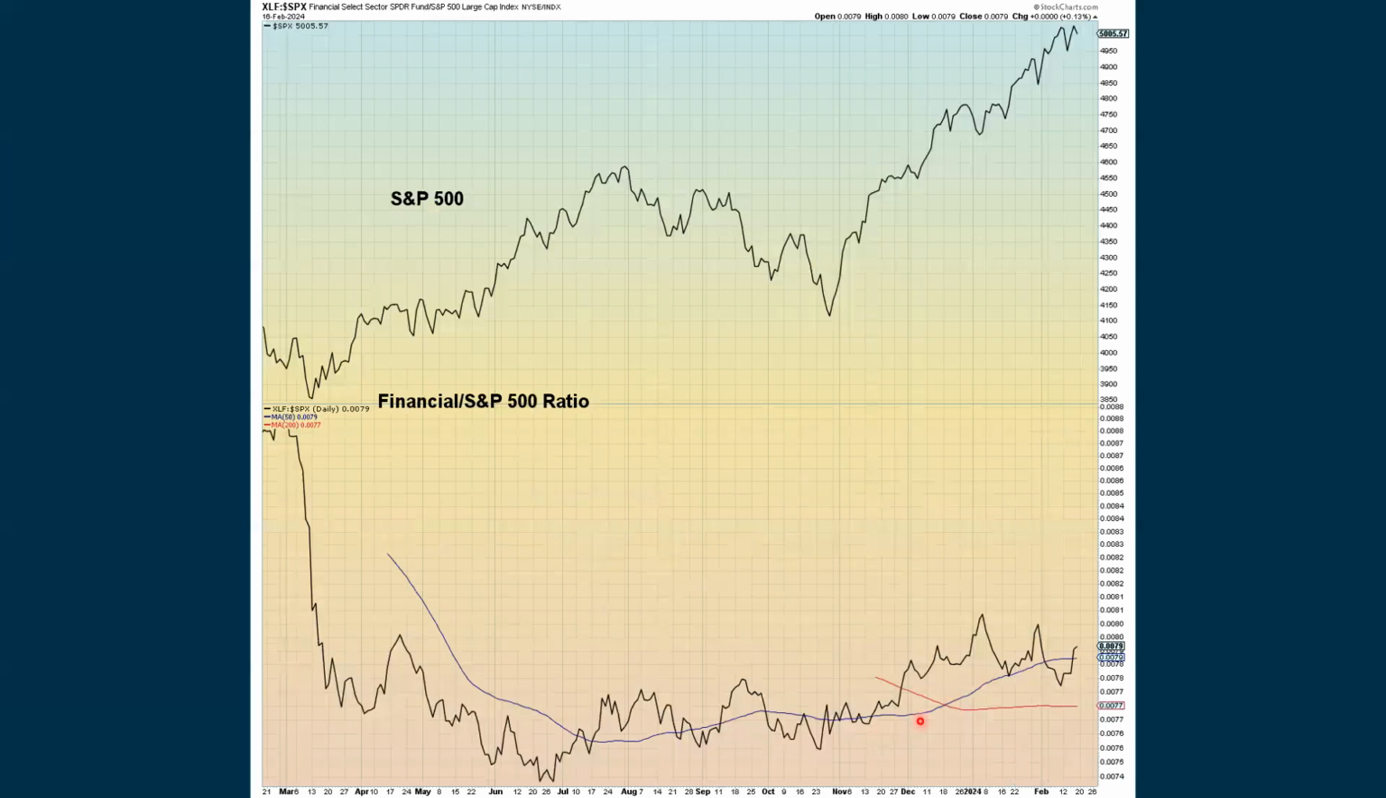The financials are still in an uptrend here. We did get that New York Community Bank news week before last, and we're wondering, is more news going to break after this? But for right now, the financials are holding up.